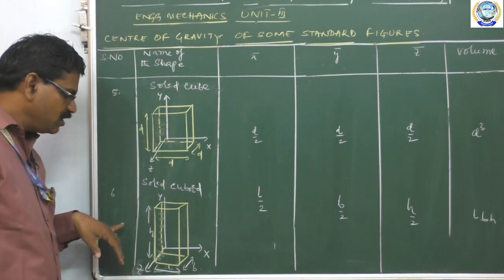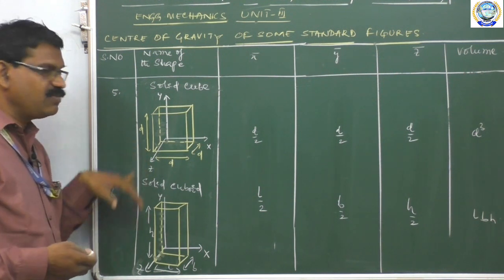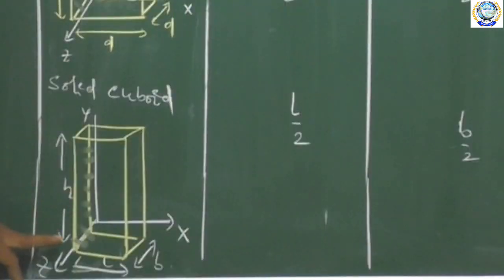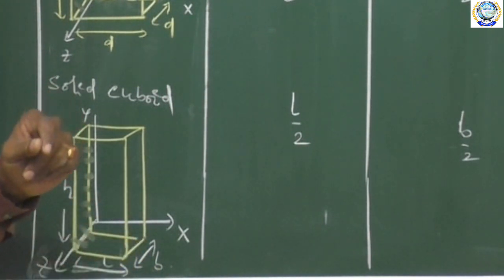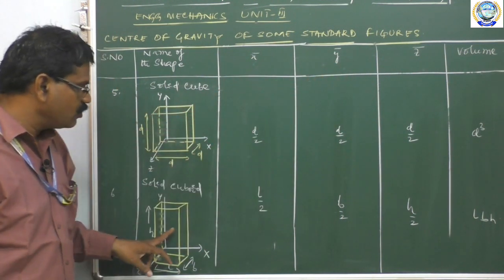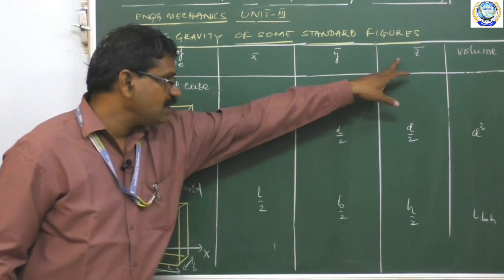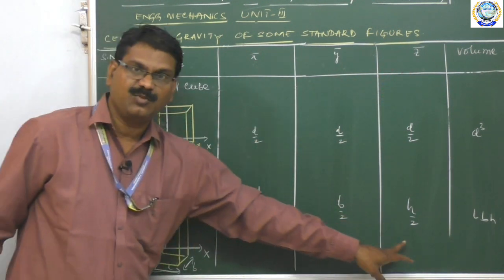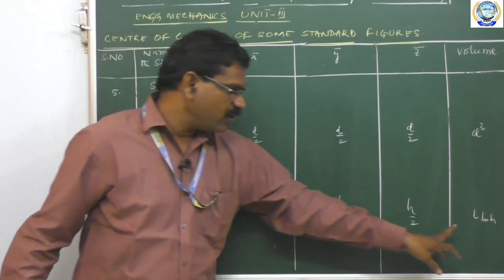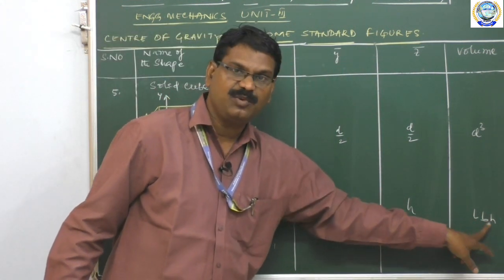And the last specimen, which is also quite near to this, the sixth one, is the solid cuboid. If you draw this diagram in the xyz plane, it is like this. There are 3 parameters: length, breadth, and height. Using these 3 parameters, the x coordinate of the solid cuboid is L by 2, the y coordinate of the solid cuboid is B by 2, and the z coordinate of the solid cuboid is H by 2. The standard formula for the volume of the solid cuboid is L into B into H.